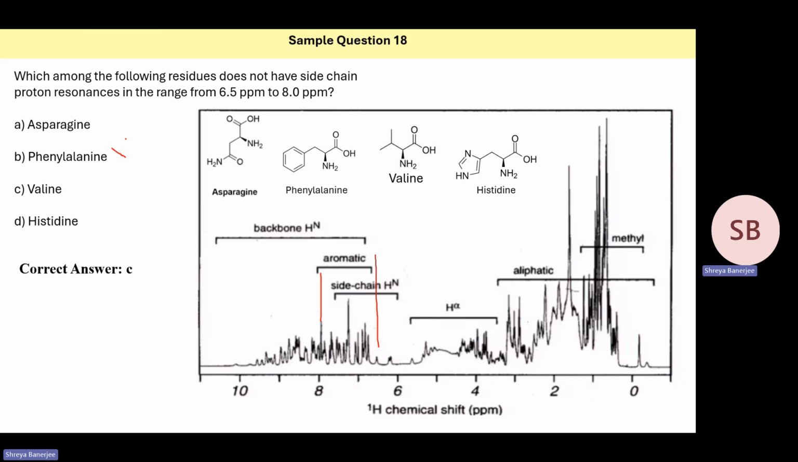so it is out. Asparagine has a side chain NH2, CONH2 group. Because of this, it is also out. And histidine has both. It has a side chain NH and an aromatic side chain. So histidine is also out. So valine is the only one which will not show anything in this range. So valine is the correct answer, that is C.